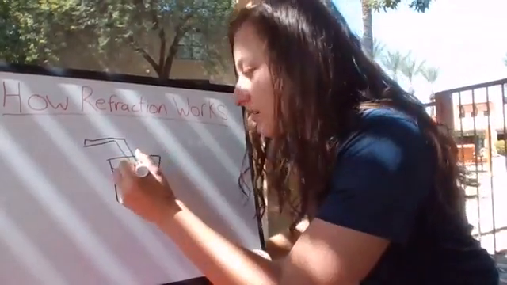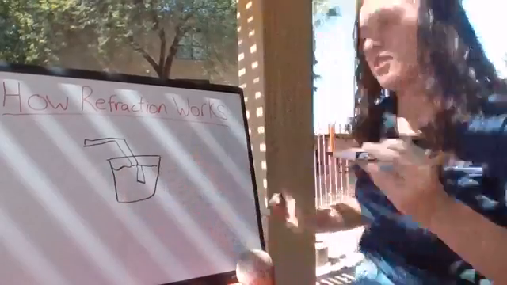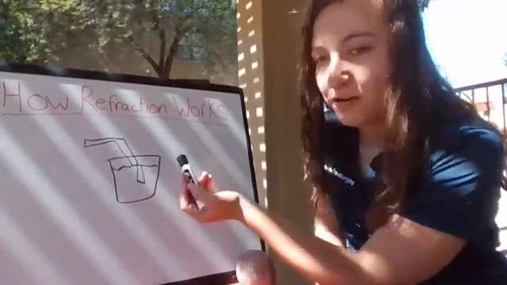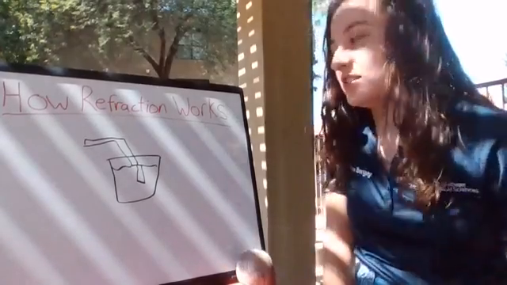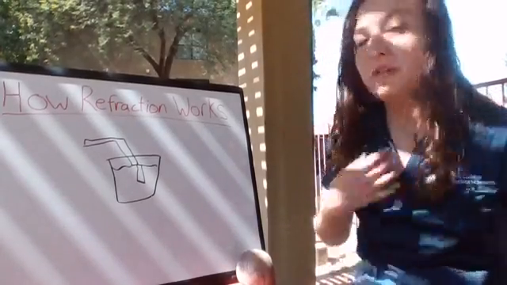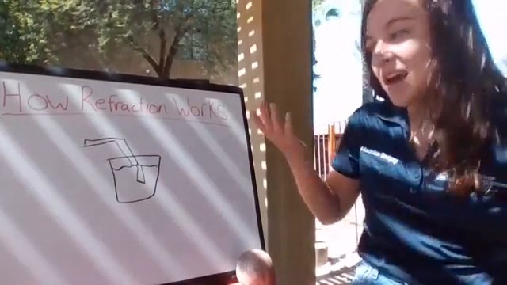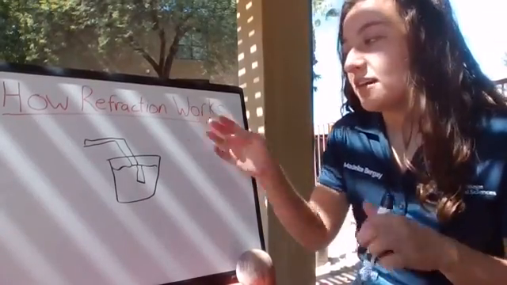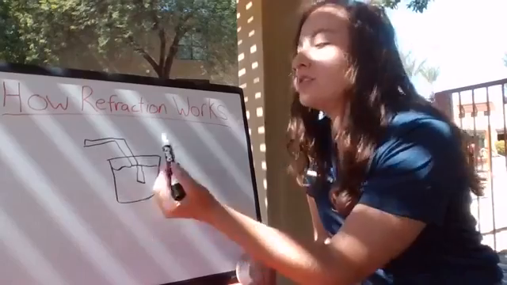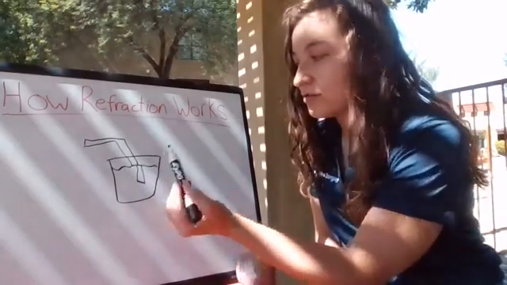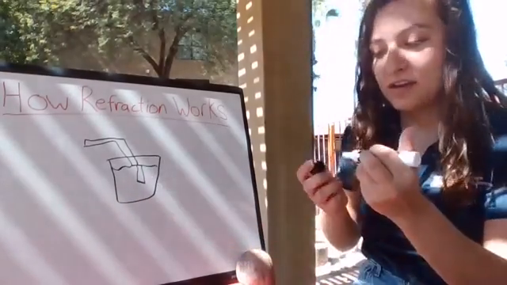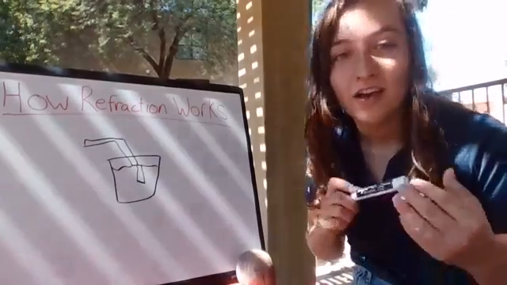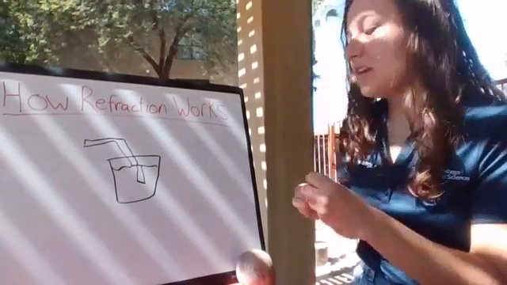Instead, it looks something more like this, where it almost looks like someone cut the straw and moved it over and it's not actually the same straw, but we know it is the same straw. So how does that happen? Well, it's because up here the straw's in air and down here the straw's in water, and they have a difference in something that's called the refractive index.